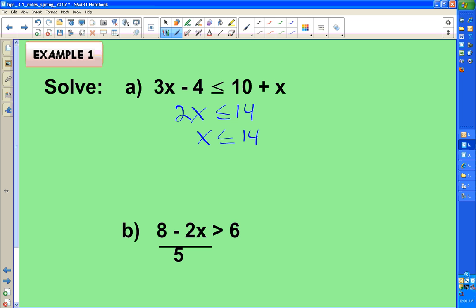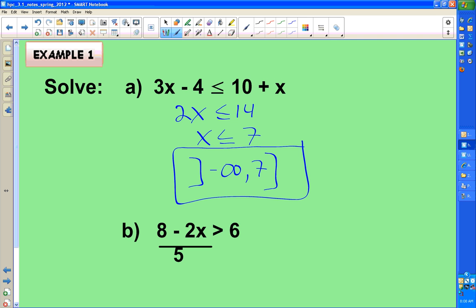So x is less than or equal to 7. So your notation? See if you're paying attention. You shun negative infinity on a 7. Okay? That's all you need. That's your answer. So right here is what you're going to be giving me as your final answer.